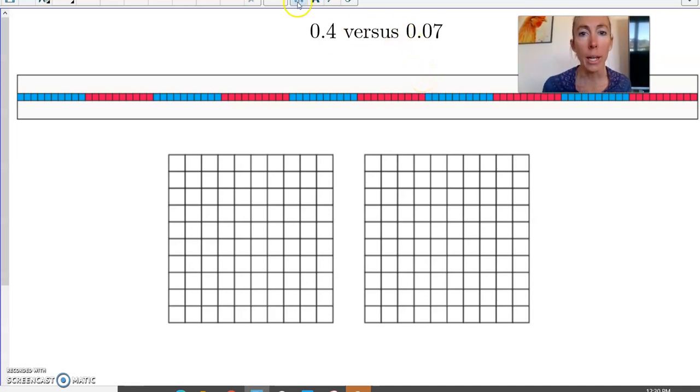Now, the thing is, right away, I see a 4 and I see a 7. And I know 4 is less than 7. So is 0.4 less than 0.07? Because 4 is less than 7, right? So is that how it's going to be? Well, let's use our visuals and see if that actually works.